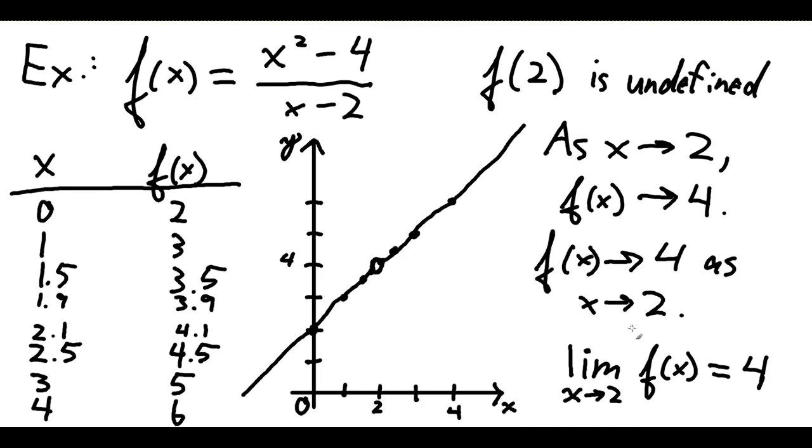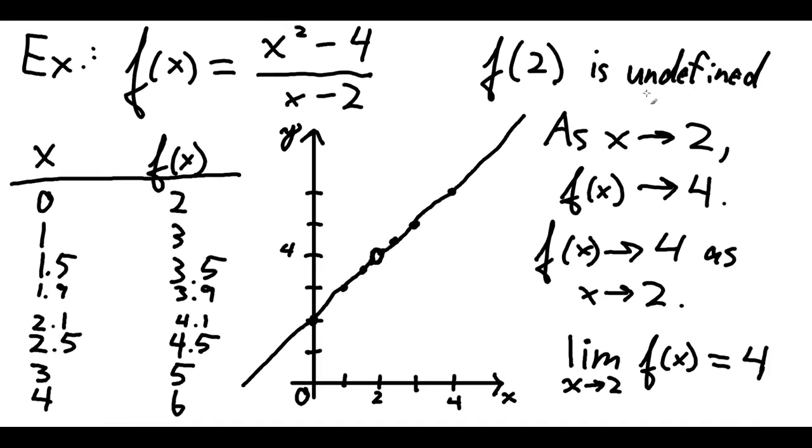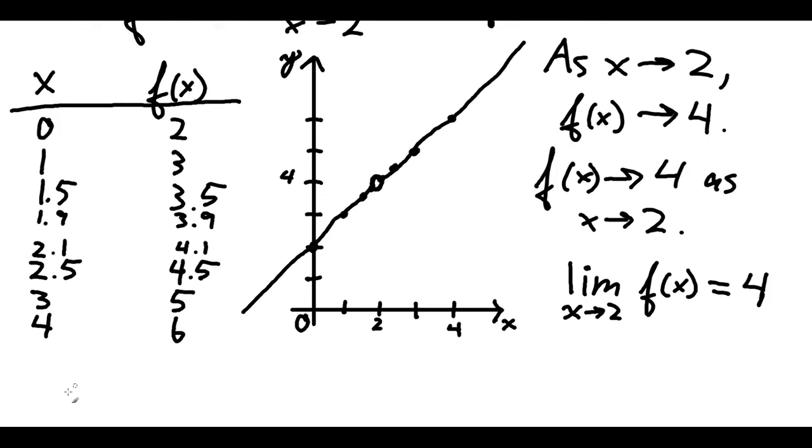Now, whether a limit exists is somewhat independent of the question of whether a particular function value exists, right? So f of 2 is undefined. f of 1 is not undefined, right? f of 1 equals 3. We know that. We computed the 1, 3 here. f of 1 equals 3.